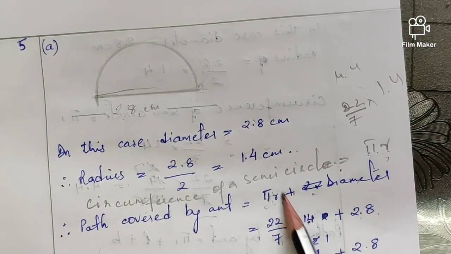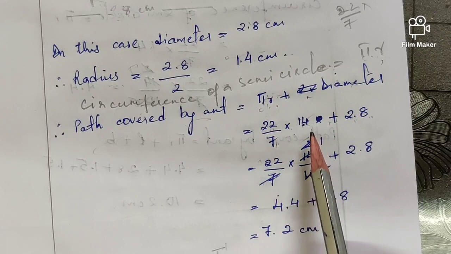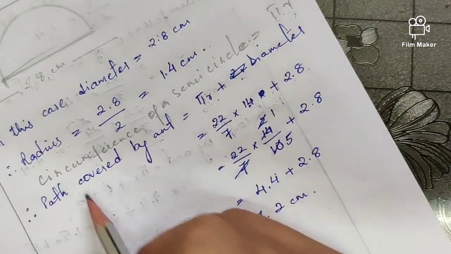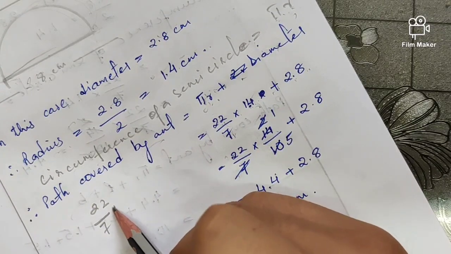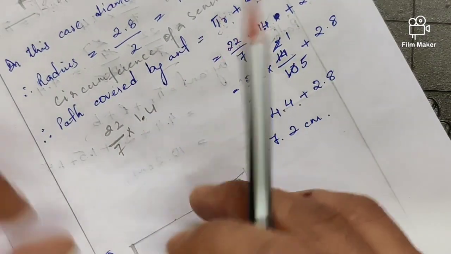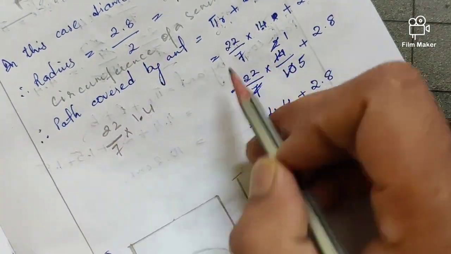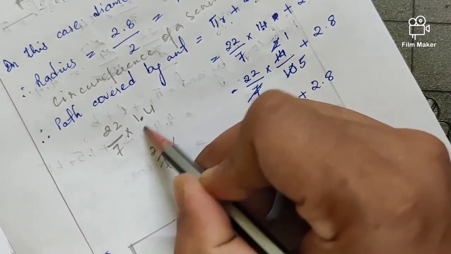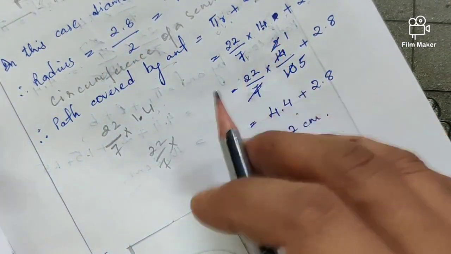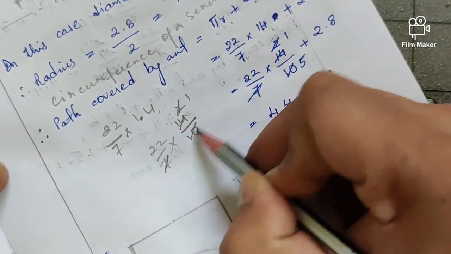So like I said, pi r is 22 by 7 into 1.4, plus the diameter, which is 2.8. So when we reduce, I reduce like this. Look at this carefully. 22 by 7 into 1.4. This number has a decimal. If we multiply or divide a decimal number, you have to change it into a fraction. 22 by 7 into 14 by 10, and 7 twos are 14, and 2 ones are 2, and 2 fives are 10, right?